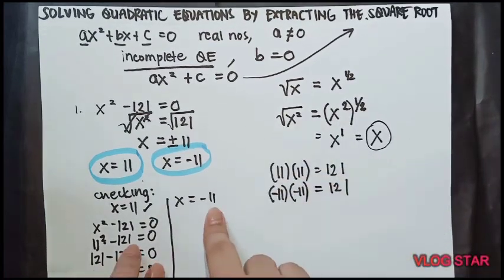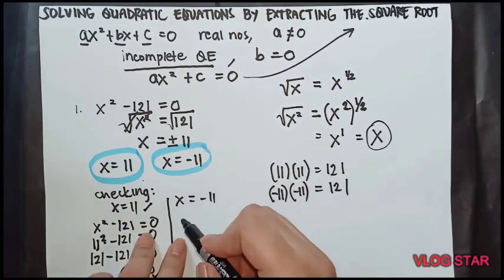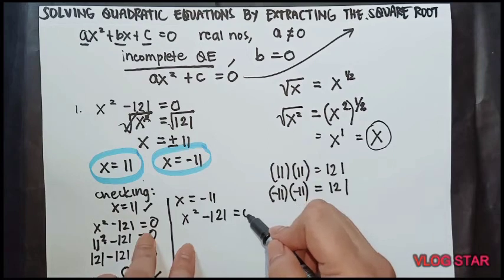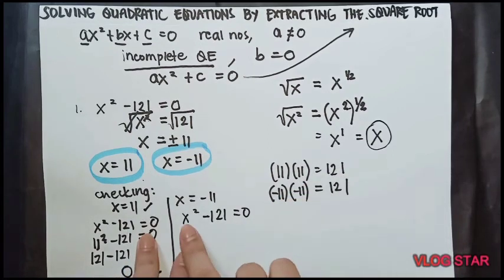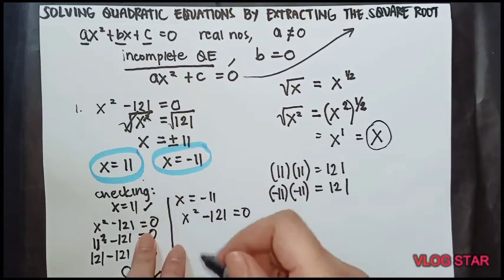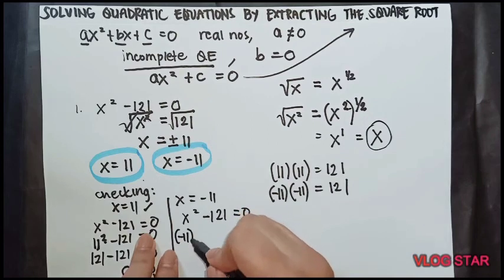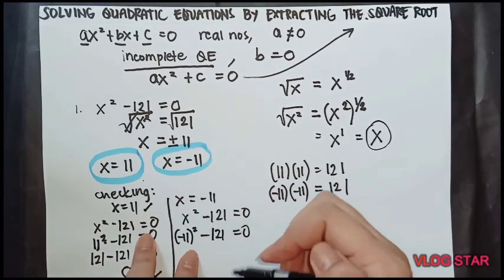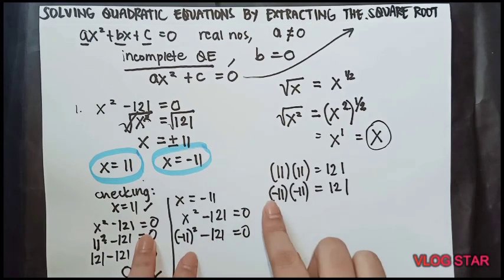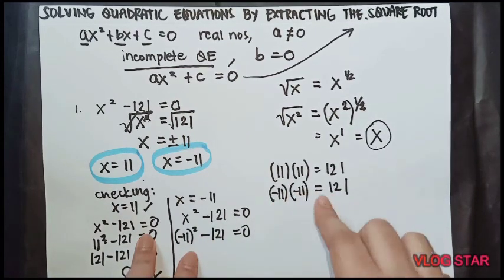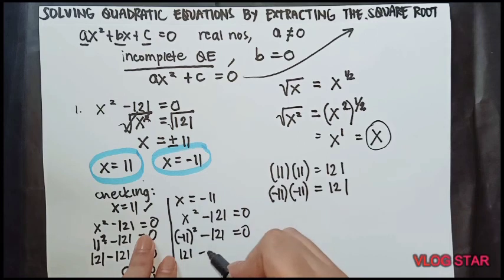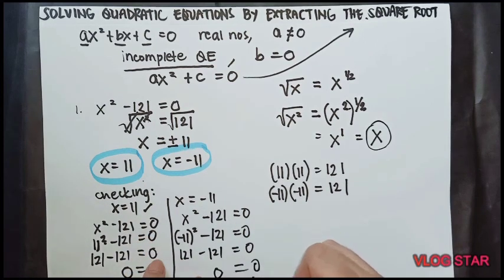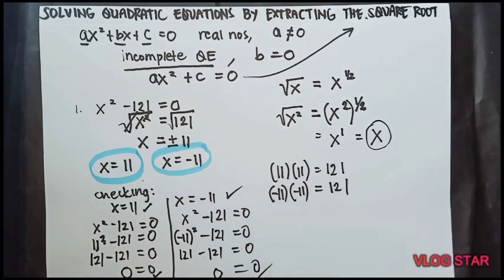What about x equals negative 11? Again, we copy the original equation. So x squared minus 121 equals 0. So substitute negative 11 to x. So this will become negative 11 squared minus 121. Is it equal to 0? This means negative 11 times negative 11, and that's equal to 121. 121 minus 121. Is it equal to 0? Yes, therefore the answer is correct.